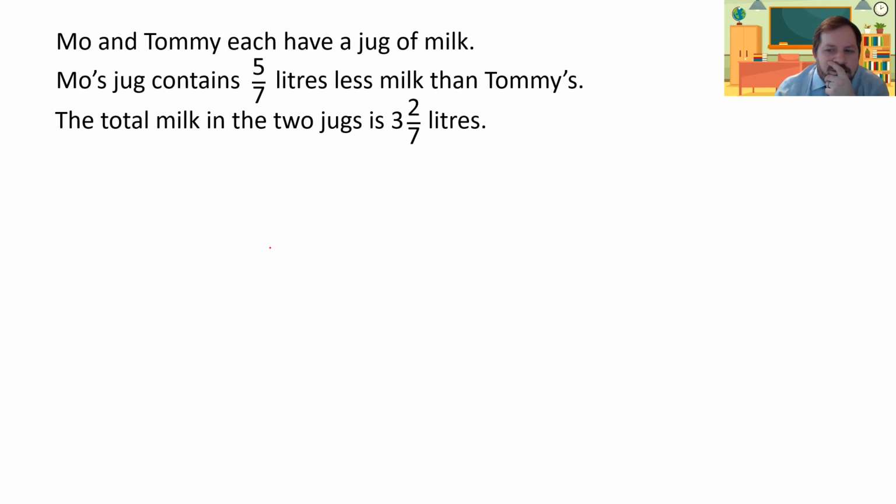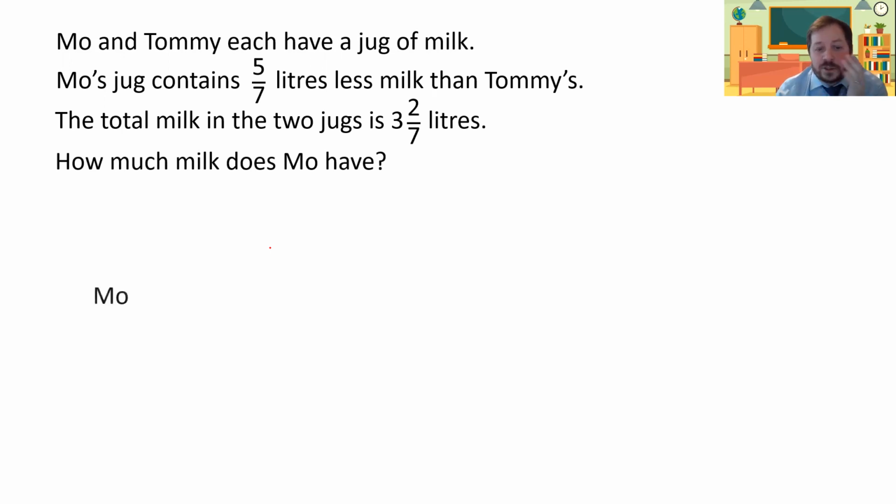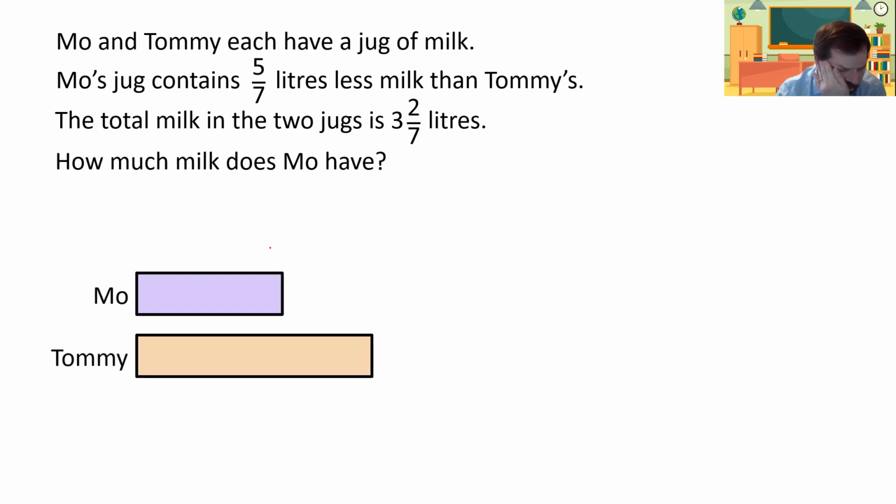Okay, so I need 2 amounts, and we've got to work out what Mo has. So Mo has less than Tommy. So we've got 2 amounts. We've got Mo and we've got Tommy. So this is known. We know that Mo's got less than Tommy. We also know the difference between the two of them. So the difference, the space from this bit here to this bit here, that is 5/7. We'll see how this works it out, but that's the piece of knowledge we know. And altogether it equals 3 2/7.